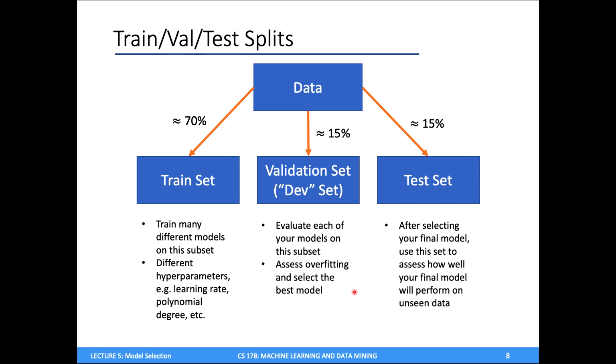And after we've selected the best model using this train validation procedure, we can then finally evaluate the performance of that final model on this third held out test set. And we'll see in a little bit why you actually need a third test set, why you can't just have a train set and a validation set.